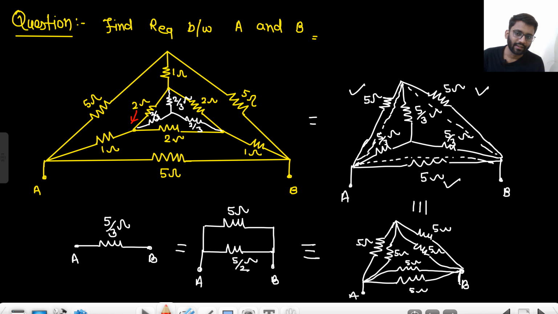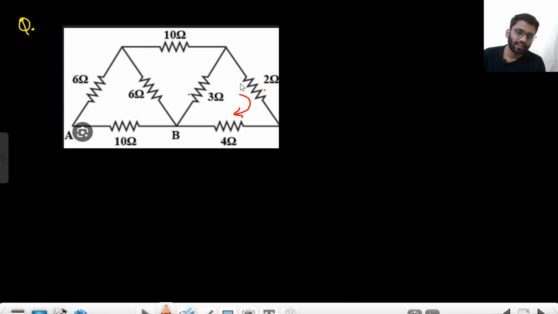Okay, and talking about this, if I1 current is flowing here, it doesn't have any other path. It will go like this only. So both of them are having the same current. If I1 current is coming here, the same I1 current will be going here. So both of them are in series now.